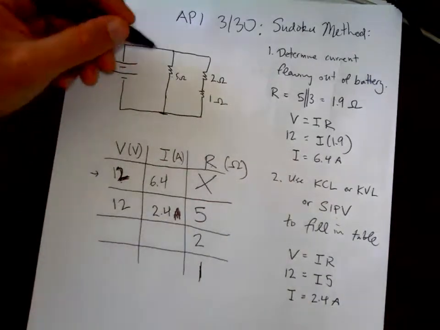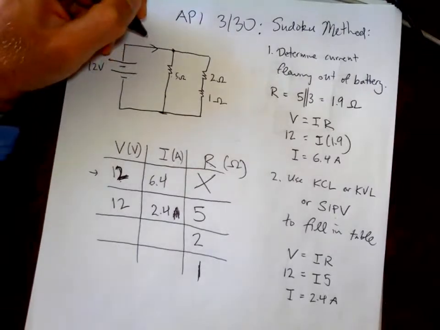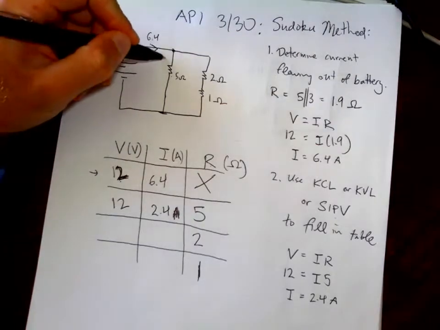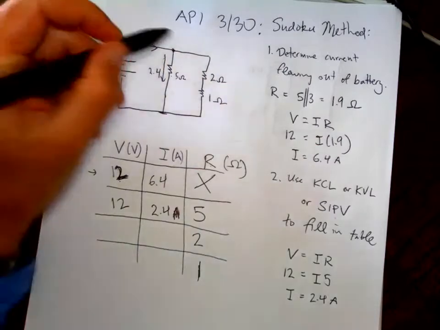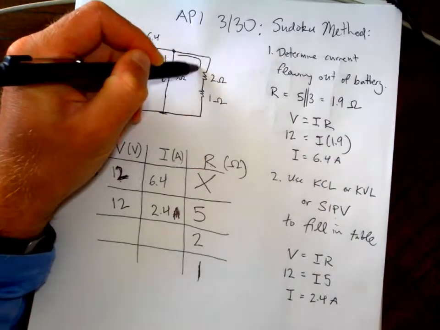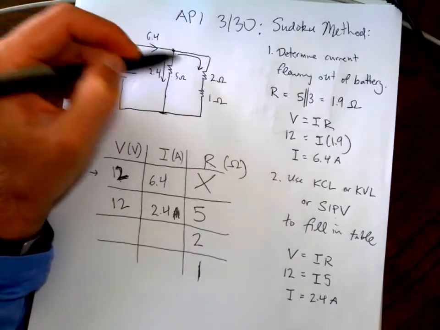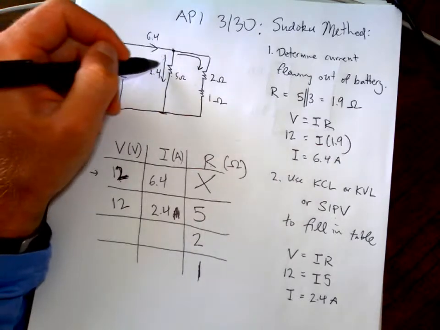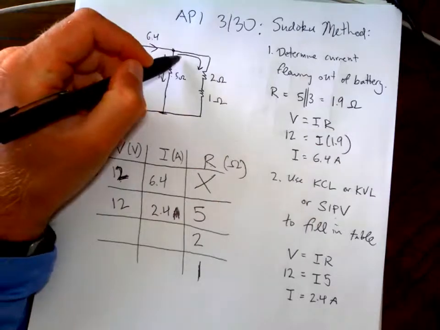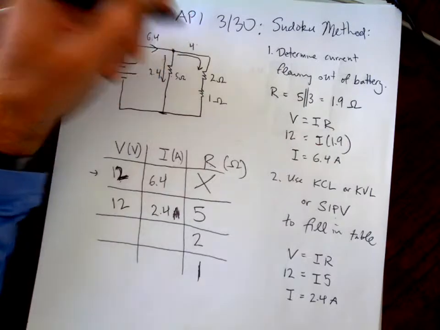Notice how if I look at this junction, I had 6.4 amps coming out of the battery, of which 2.4 went through this 5 ohm resistor. According to Kirchhoff's current law, the current flowing into this junction has to equal the current flowing out. So if 6.4 amps are going in and 2.4 went that way, then the rest of it would have to go this way. So this would have to be 4 amps.